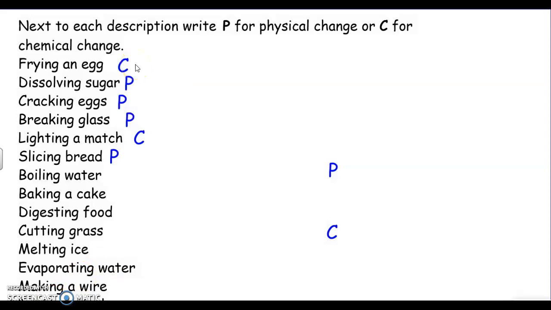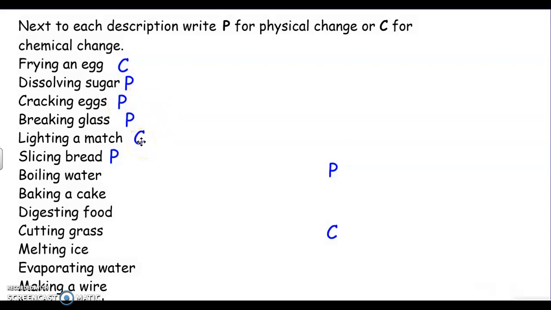Welcome back. Let's take a look at the answers. Frying an egg would be a chemical change. Cooking involves the changing of a material that's very hard to undo. Once you've cooked something, you can't reverse that process. Dissolving sugar, however, still results in sugar. It's just dissolved in water. That's a physical change. Cracking an egg, simply physical. Breaking glass, it's just small pieces of glass.